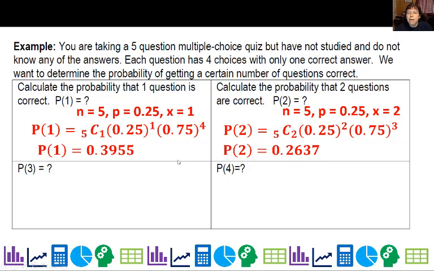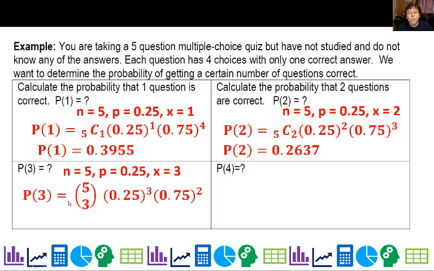All right. So let's do 3 questions correct. Same idea. Let me go ahead and use the notation on your math chart. So you can see the coefficient this way, or you can see it this way. Either one is fine. You should know what both mean. This is not 5/3. The answer for this one is also 10, by the way. So when I multiply all this out, I get 0.0879.